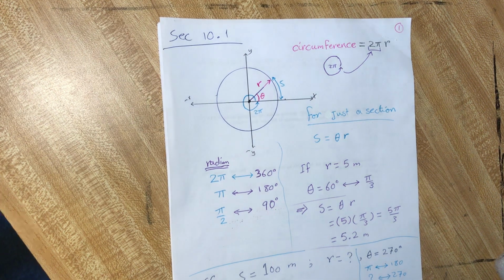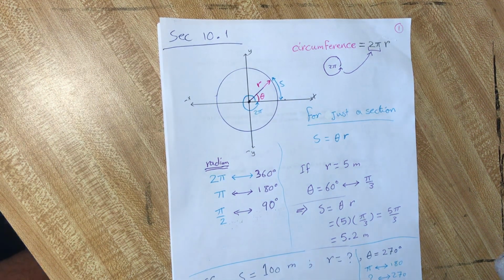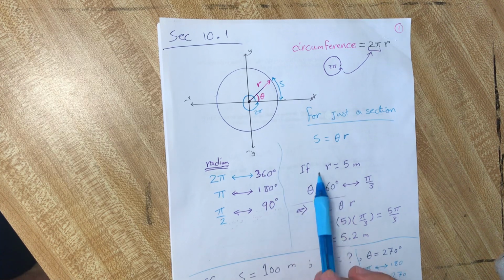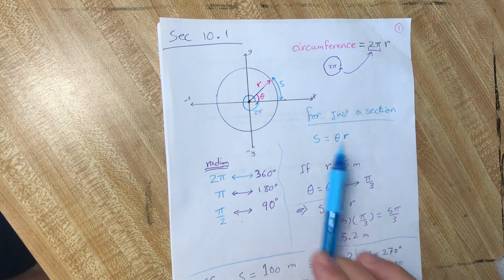Okay, students, now we'll talk about section 10.1, which is angular position, velocity, and acceleration. Now, we will deal with circular motion and angles and angular position, angular velocity, and so on.